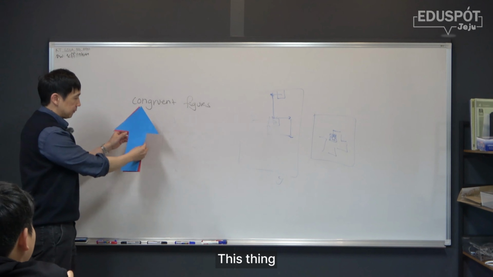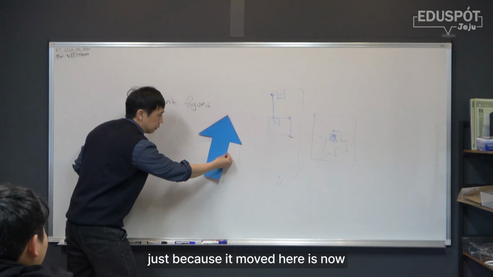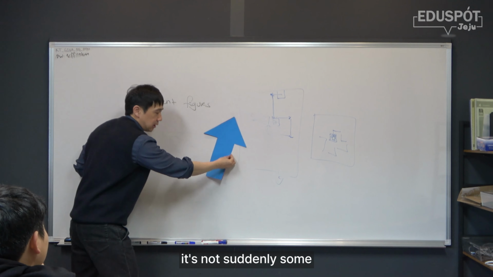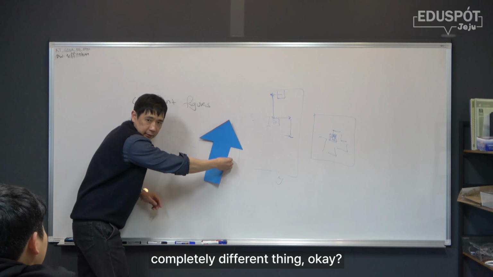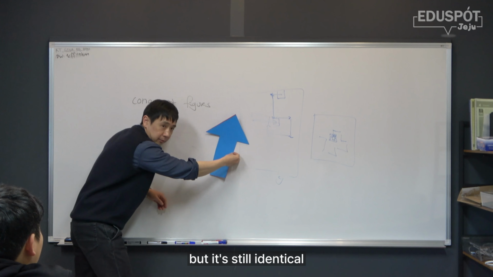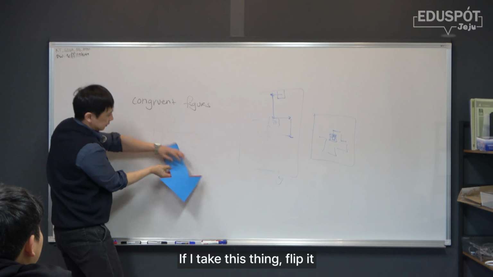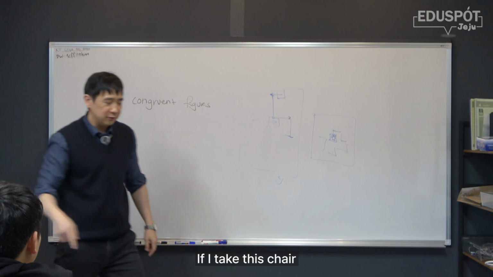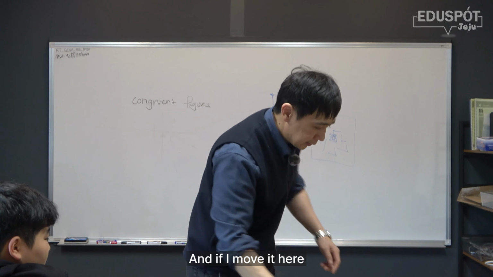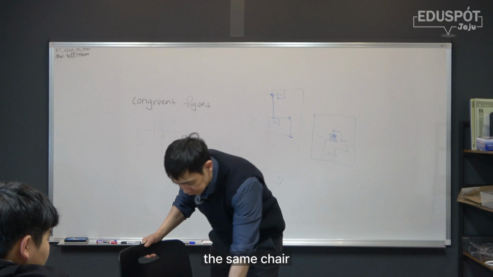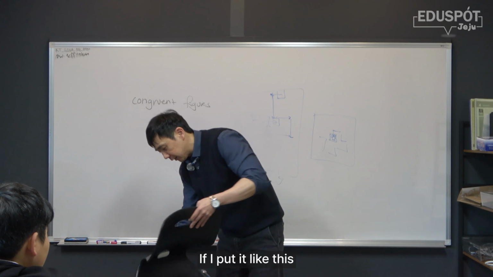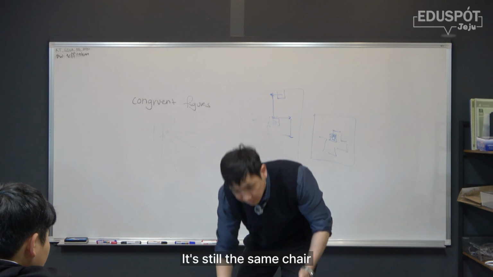This thing, just because it moved here, is not suddenly a completely different thing. Okay? It's in a different location, but it's still identical. It's still the same thing. If I take this thing, flip it, rotate it, it's still the same thing. If I take this chair and move it here, it's no longer the same chair? No, it's still the same chair. If I put it like this, it's still the same chair.